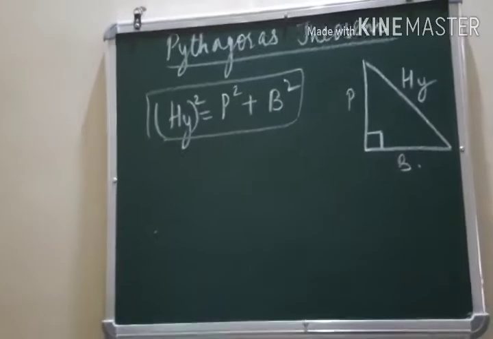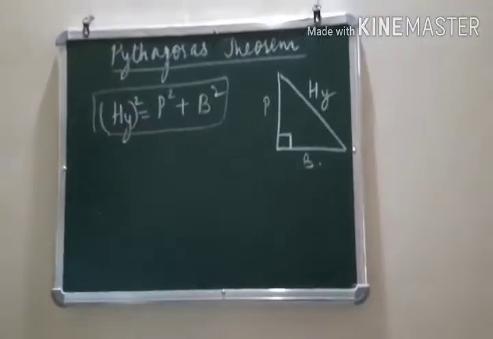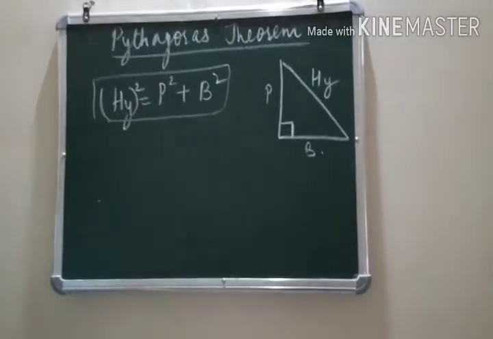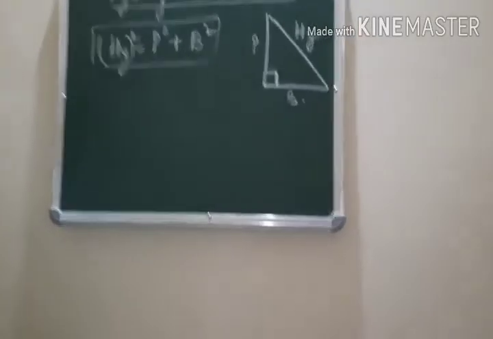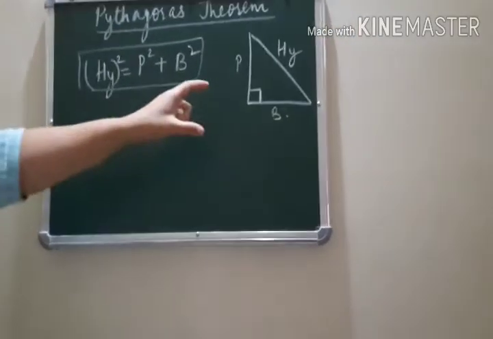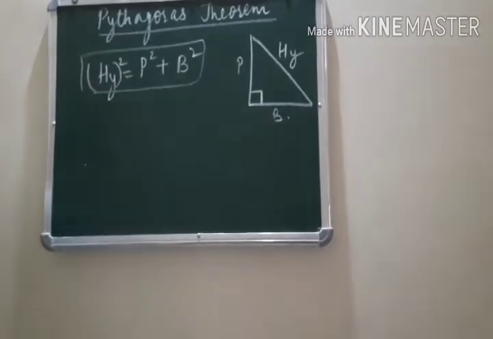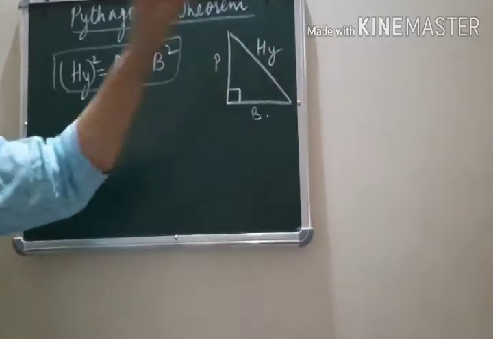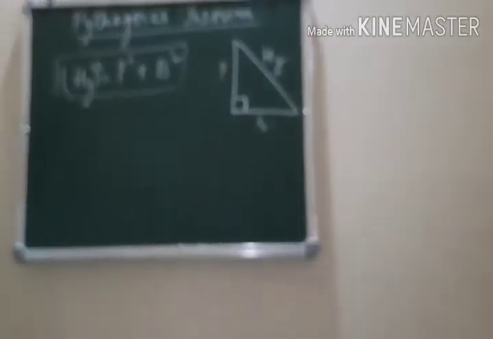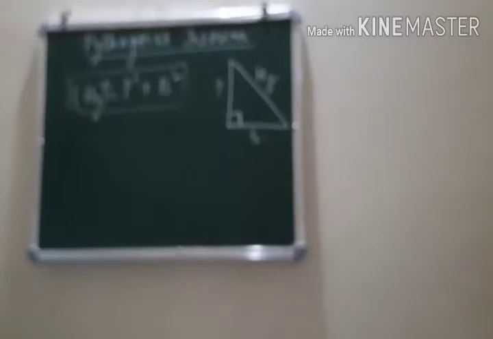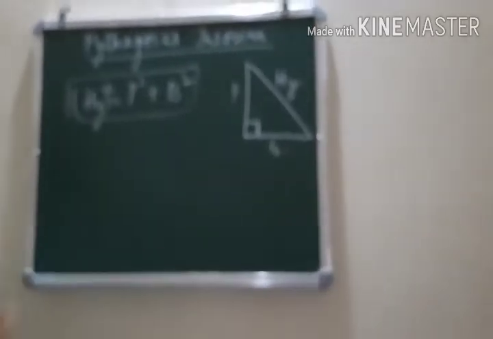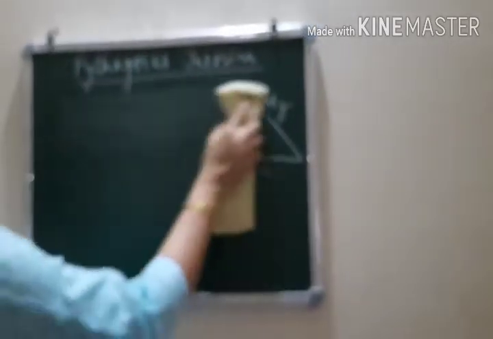Today we are going to prove this theorem because sometimes this thought must have come to your mind: how has it been proved, how do we know that hypotenuse square is equal to perpendicular square plus base square? So all your doubts will be cleared when we prove this theorem. So today we are going to prove this.